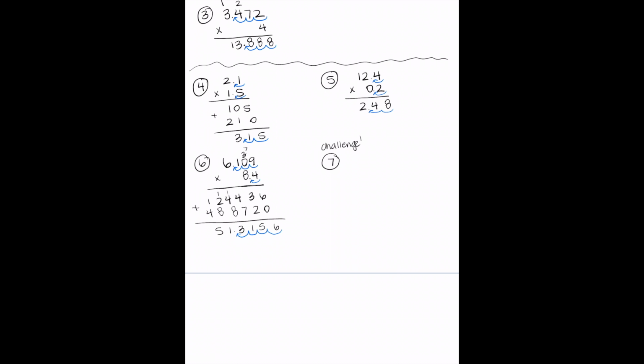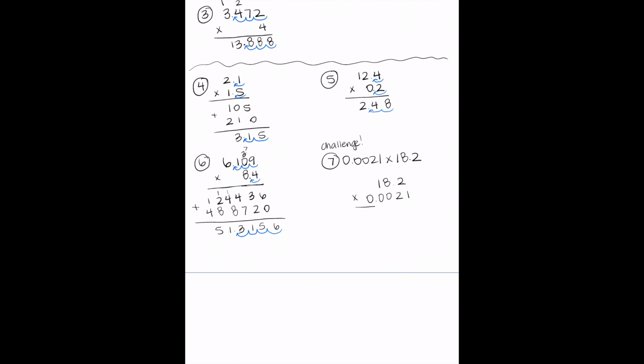It's going to be a challenge problem. And for number 7, we're going to have 0.0021 times 18.2. So the only thing that makes this a little bit more challenging is all the zeros in our first decimal, but we're going to be just fine. Let's get into it. We always are going to put our biggest number on top. So we have our 18.2 on top. I'll write our 0.0021 underneath it.